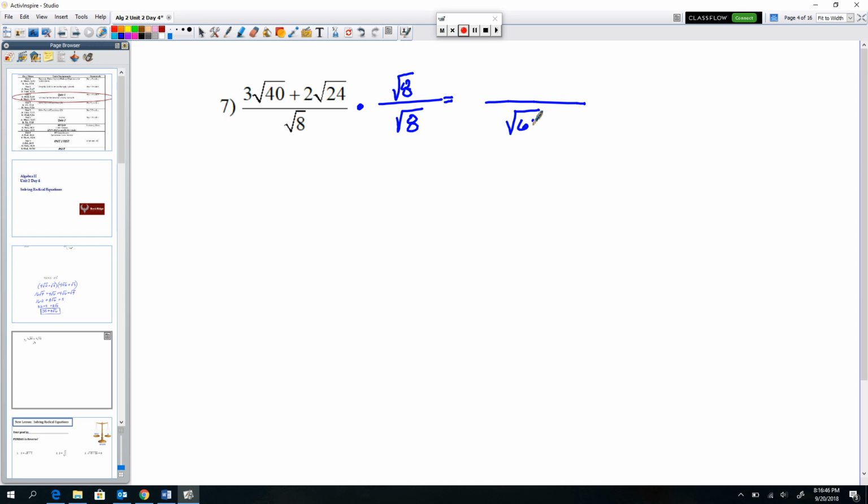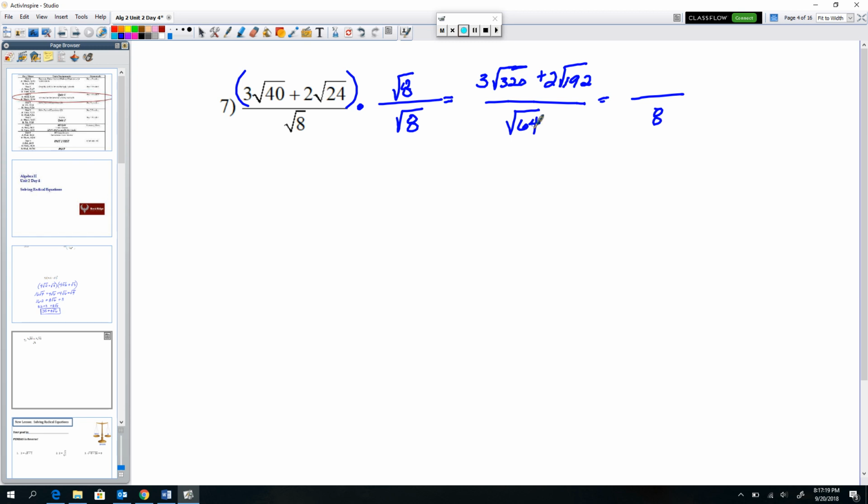Okay? So as you know, if you multiply square root of 8 by square root of 8, you get the square root of 64, which is, of course, 8. And if you multiply the top by square root of 8, you're going to have to distribute the square root of 8 into these two terms. Okay? And you're going to have some big numbers. So let's watch what happens. This first thing becomes 3 times the square root of 320 plus 2 times the square root of 192.